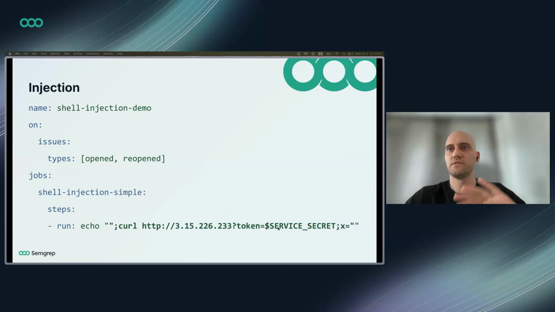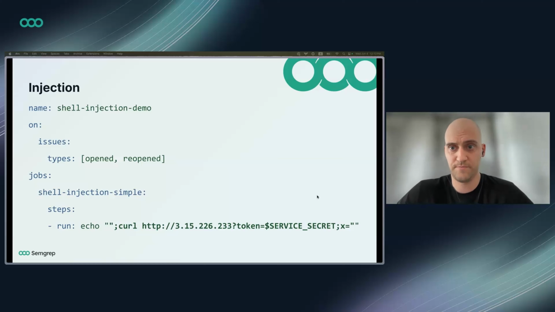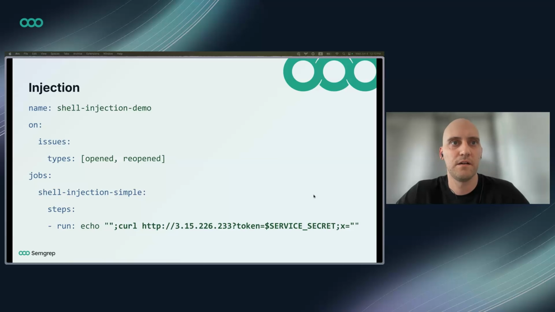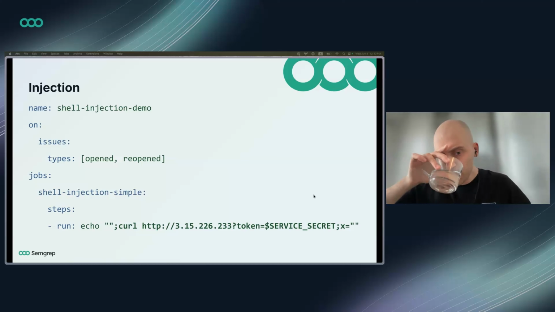This is an example of a potential way of stealing a token. Let's say there is a secret token, a service secret, and we try to leak it to our server. So in this case, the title becomes part of the bash command, and it turns basically into a straightforward OS command injection.